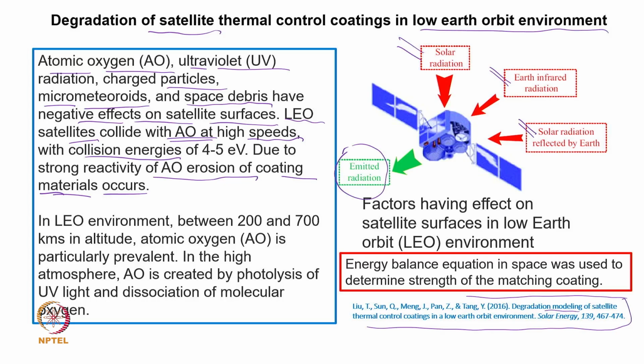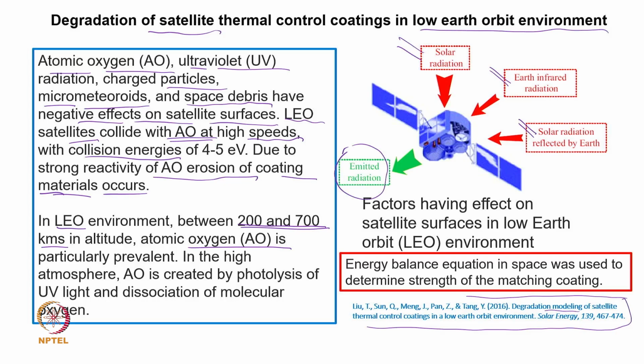Now, coming to the atomic oxygen, which was covered in the previous lecture also, we say that in the low earth orbit environment, if the altitude from the earth surface is 200 to 700 kilometers, then there is a lot of atomic oxygen already available. So, the reaction will be much faster, and the impact will be much higher compared to an orbit beyond 700 kilometers. We mentioned yesterday that LEO is from 200 to 2000 kilometers.